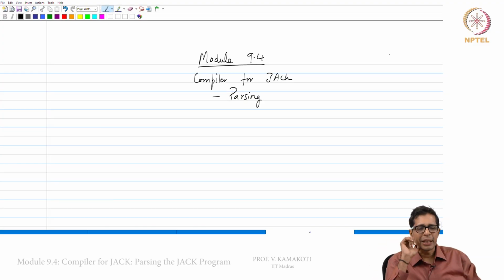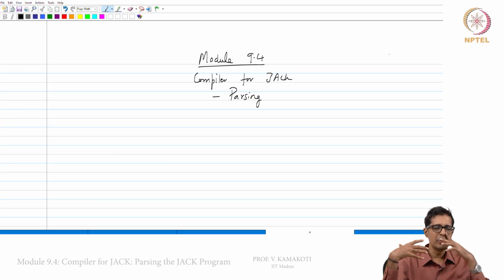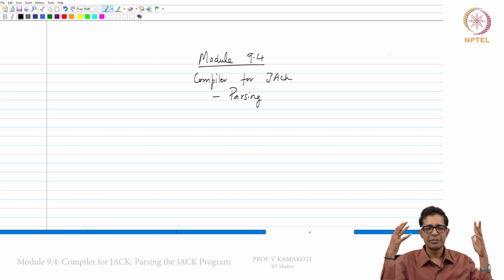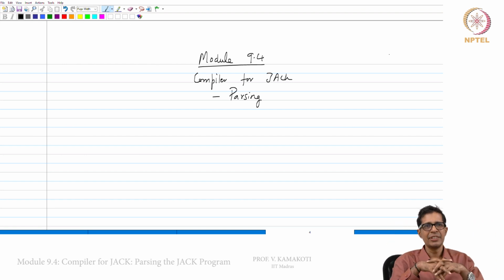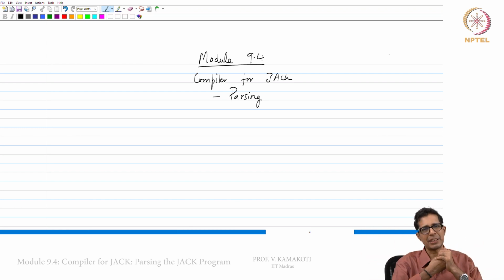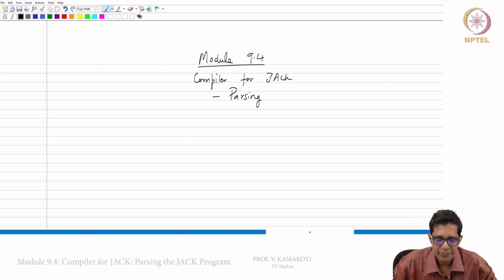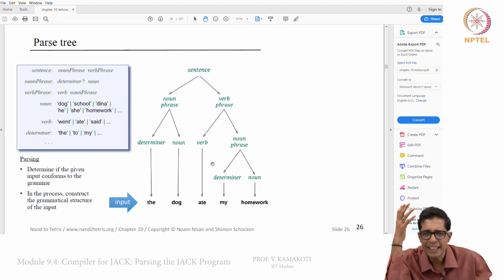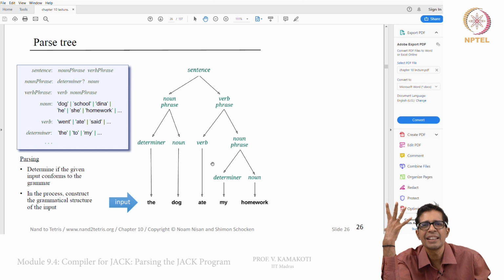So, welcome to module 9.4, and in this module we will be talking about parsing, which is, given a grammar and given an input, whether that input actually adheres to that grammar, and that is what we will be doing as a part of this module. So, what we did in the previous module, we actually basically constructed a tree.